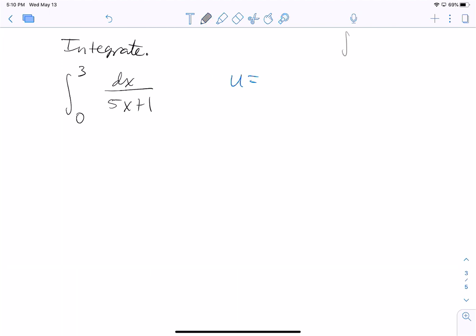The reason for that, remember, we're looking at the integral of 1 over x dx can be rewritten as the integral of dx over x. And then the result is the natural log of the absolute value of x plus c. So that's what I mean when I say we have a new place to look for our u. In this case, for dx over 5x plus 1, we're going to let u equal 5x plus 1.